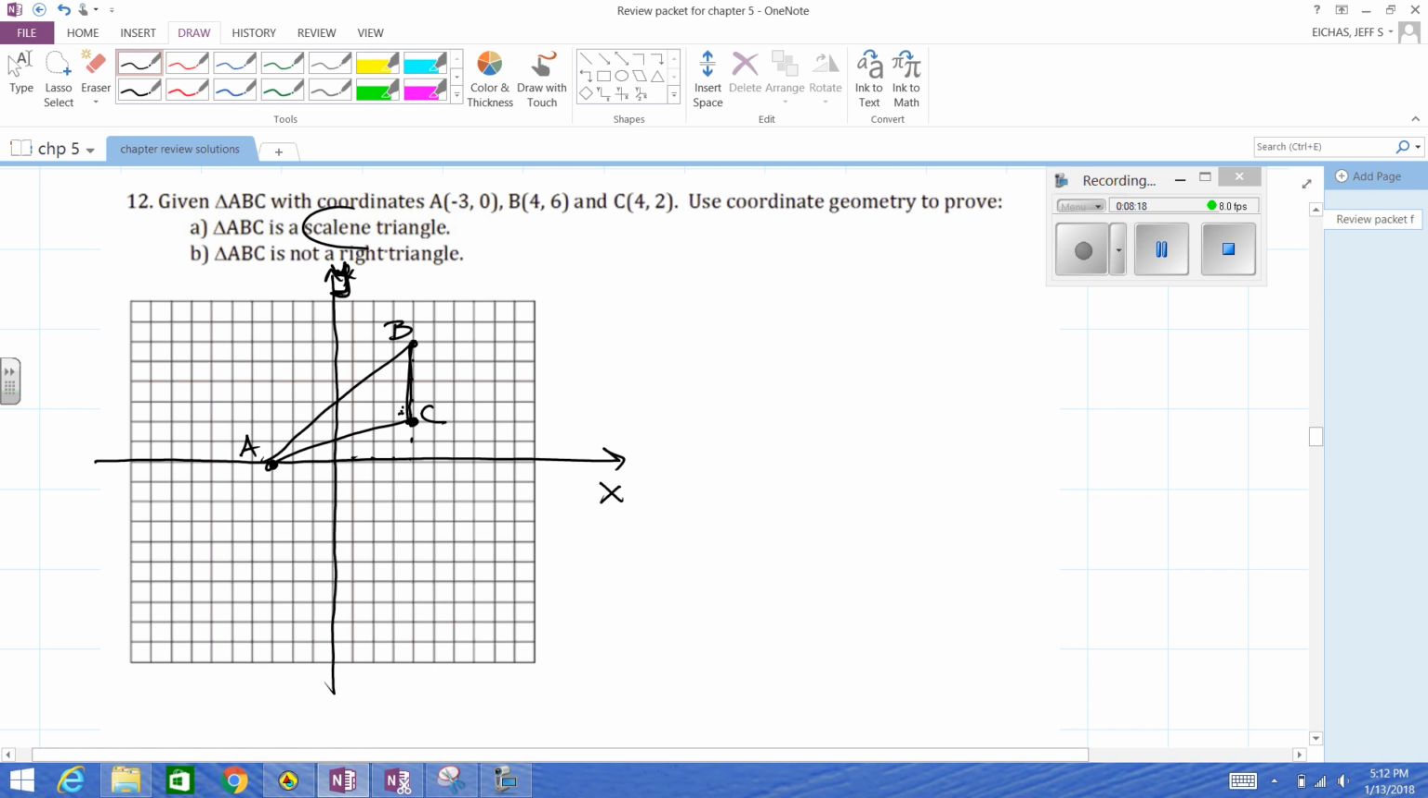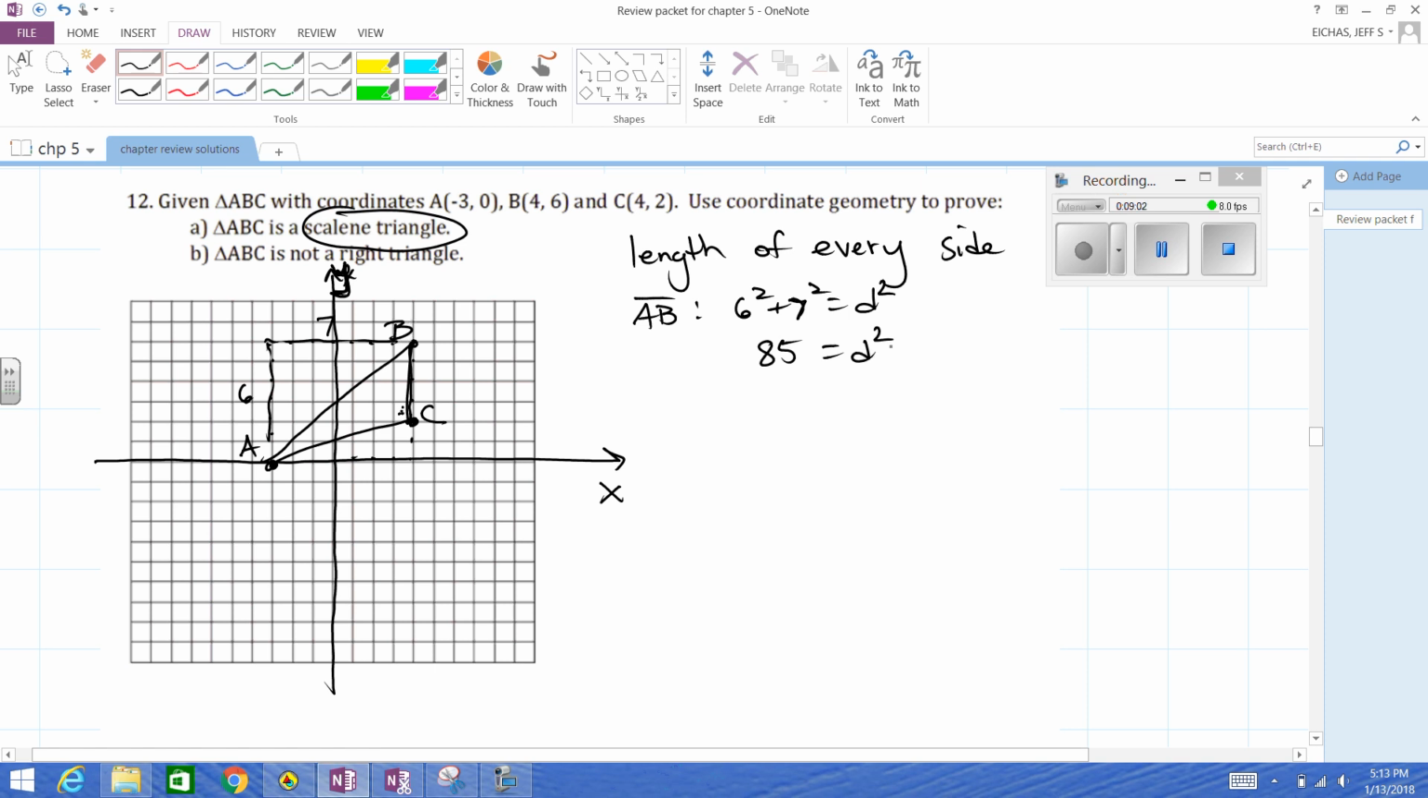How do we prove scalene? Well, we need the length of every side. So that is going to guarantee us something to talk about. You're going to have no two sides of the same length, so none of them are congruent. You just don't want to take any risks. So AB, got 6 up and down. Now be careful here. We're doing the length. So that's an A squared plus B squared equals C squared problem, not a slope problem. So AB, the length, is 6 squared plus 7 squared equals D squared. 49 and 36 is 85. Okay, so square root of 85 is the length of AB.